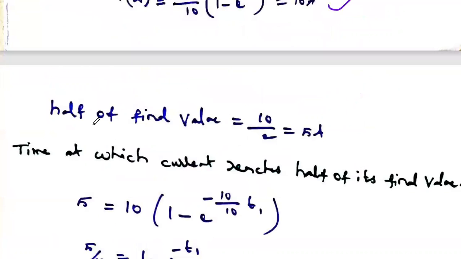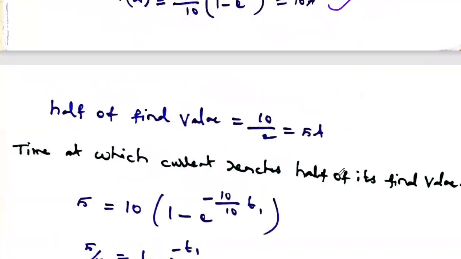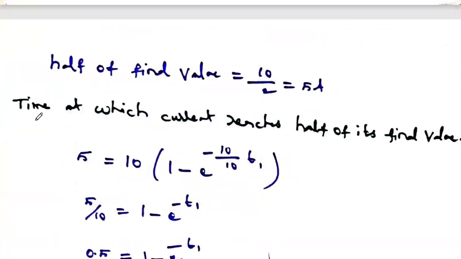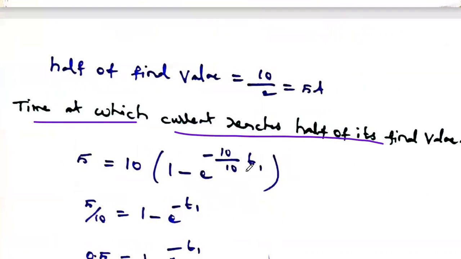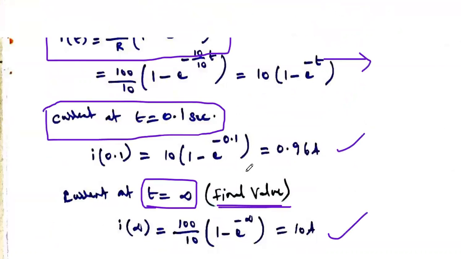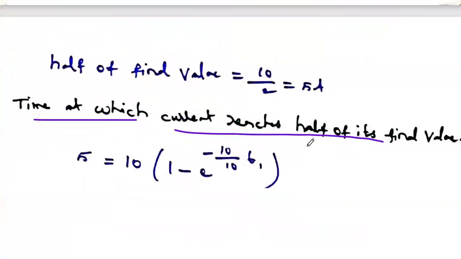Okay, so what is half of the final value? So 10 divided by 2, 5 amps. Okay, so our question is the time at which the current reaches half of its final value. So in which time the current flowing through this RL circuit reaches 5 amps. So here we have to equate. Okay, so we have to find out the T value at which the current I is equal to 5 amps. So that's why we have to equate it.